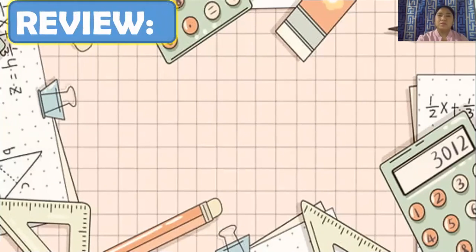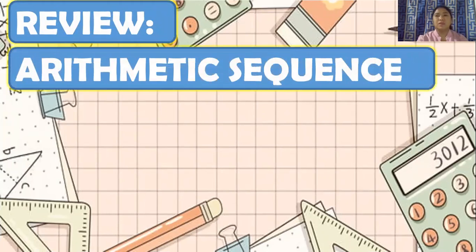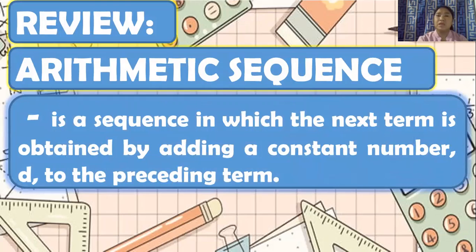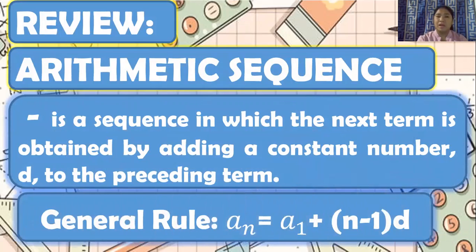Let us recall what an arithmetic sequence is. This is a sequence in which the next term is obtained by adding a constant number, which is d, or the small letter d, to the preceding term. In general, we have the general rule: a sub n is equal to a sub 1 plus the quantity n minus 1 multiplied by d. So don't forget the general rule. This will be the important thing that we're going to use in our next lesson.